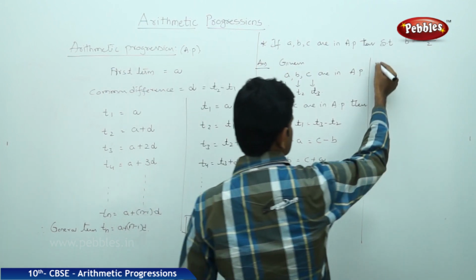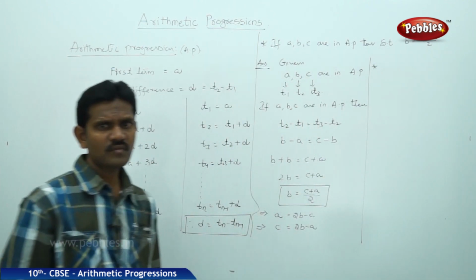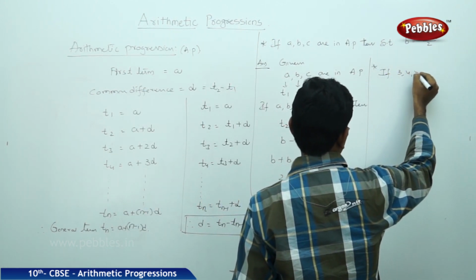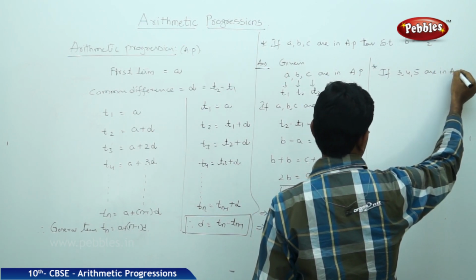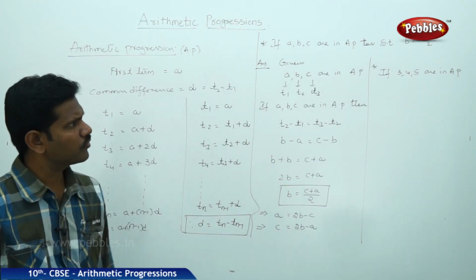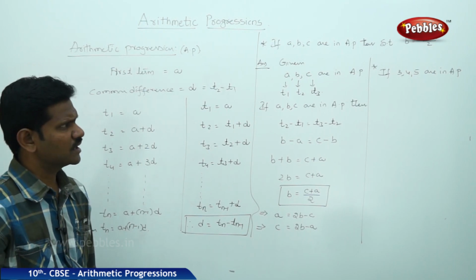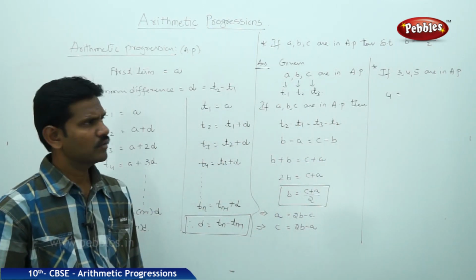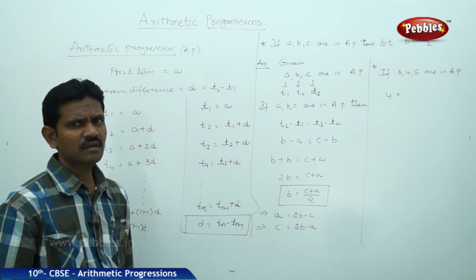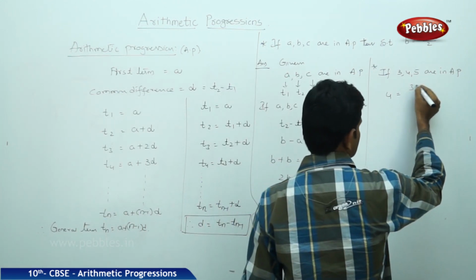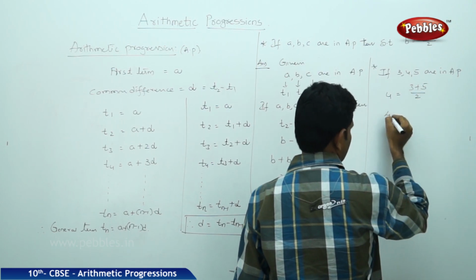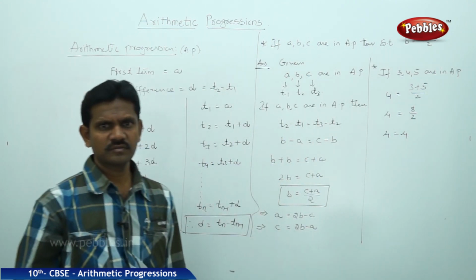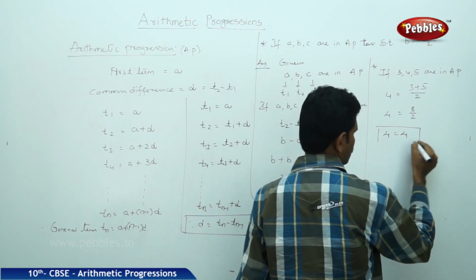Now, let us take one small example. If 3, 4, 5 are in AP, then 4 is equal to, 4 means arithmetic mean, 4 is equal to (3 plus 5) by 2. That is 4 is equal to 8 by 2, that is 4 is equal to 4. See, LHS is equal to RHS.